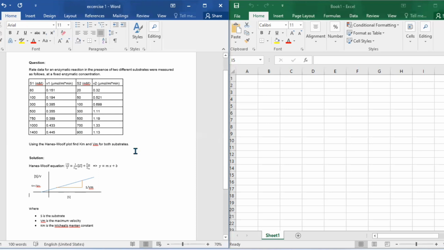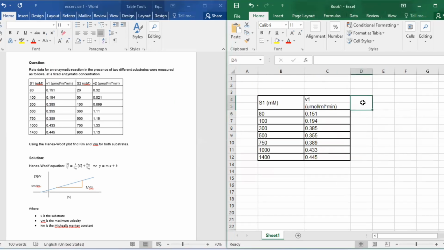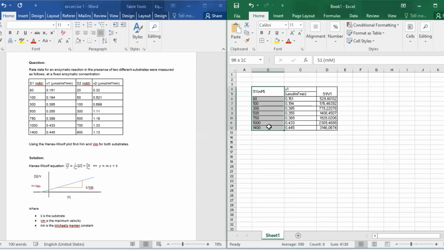To start, we can use both Word and Excel just to make our lives easier. You can use Excel for a quicker calculation method, or you can use your calculator if you have to. Let us first focus on substrate 1. For S1 we are given the values, and V1 also has given values. We are first going to find the value of S over V. You can do this on Excel and it will calculate the rest of the values for you. We need the value of S over V because it's going to represent the y-axis of our graph. We already have our substrate concentration, which will represent our x-axis.